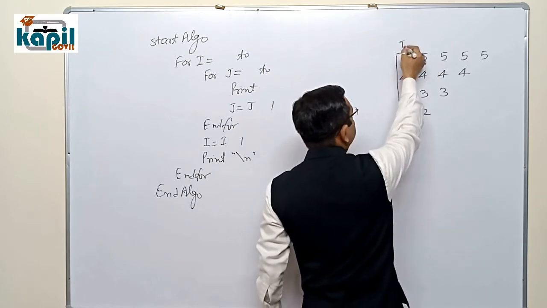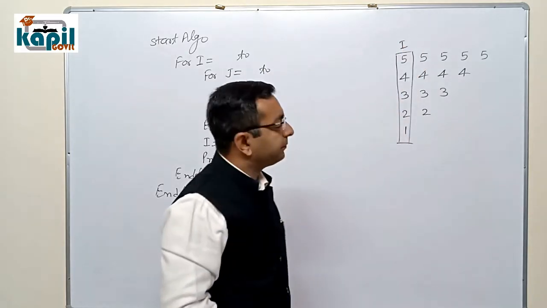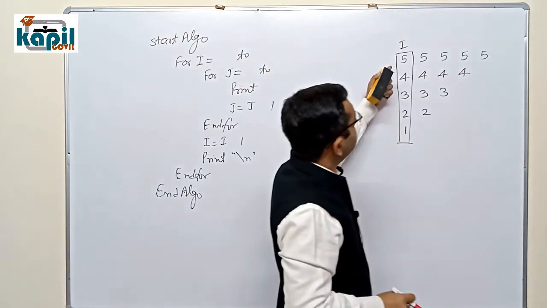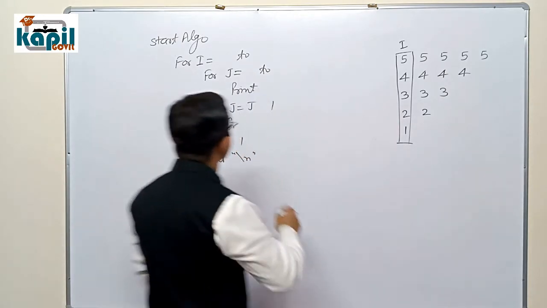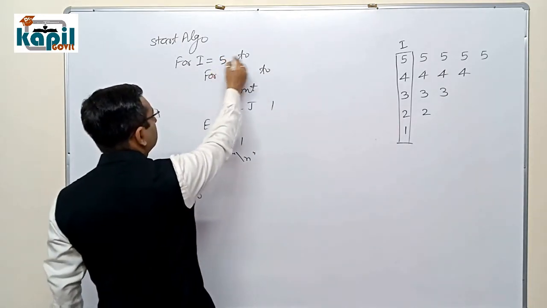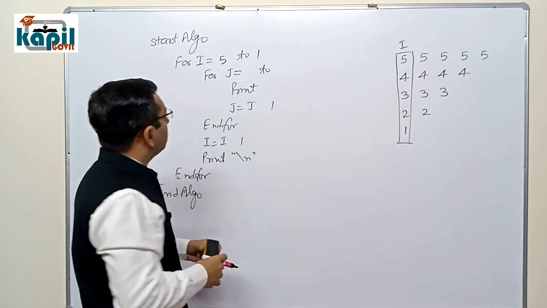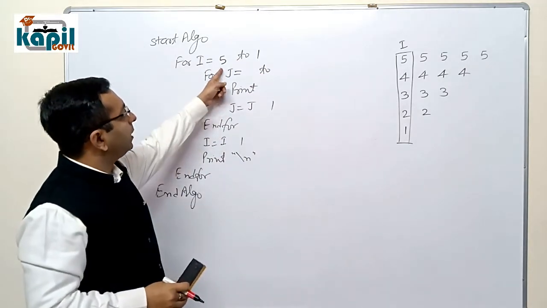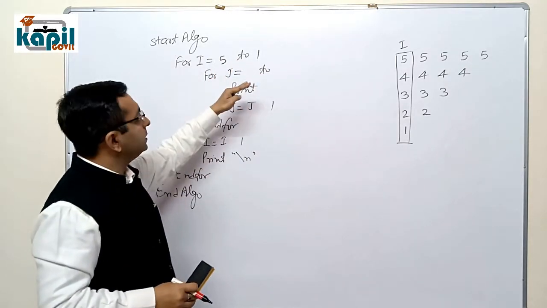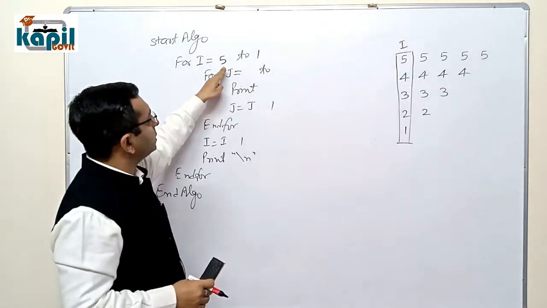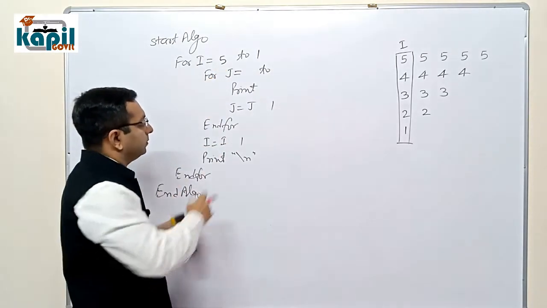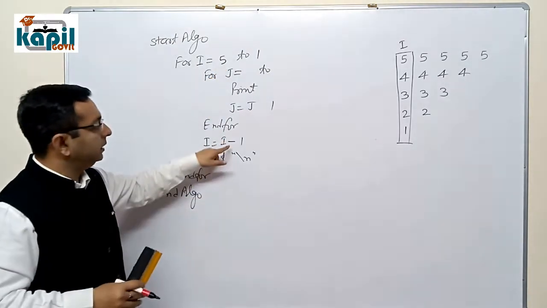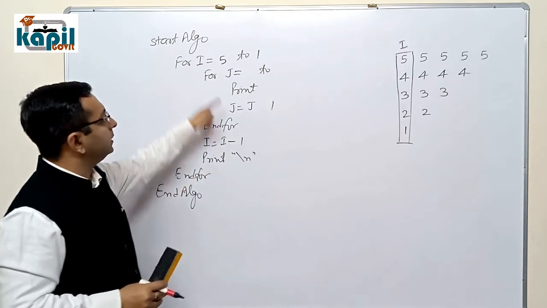So we will say this is I. It means I should be 5 to 1. So we will write 5 to 1. Because I is changing from 5 to 1, it means it's decreasing. So because it is decreasing, we should write a minus sign here so that it will decrease.